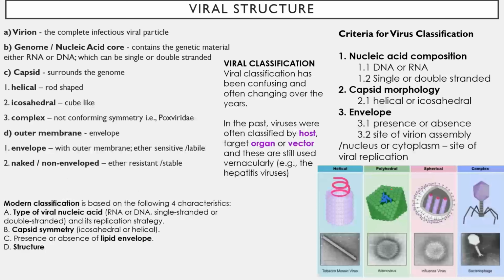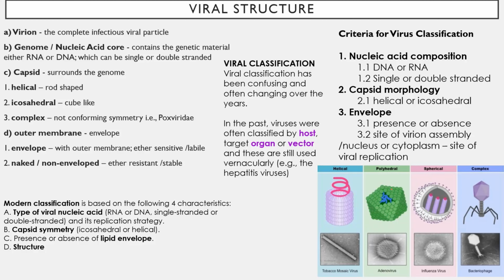Now, let's talk about the viral structure, class. We have your virion. Virion is the complete infectious viral particle. Then we have your genome or your nucleic acid core. This would contain the genetic material, either RNA or DNA, which can be single or double-stranded. Then we have your capsid, which would surround the genome.